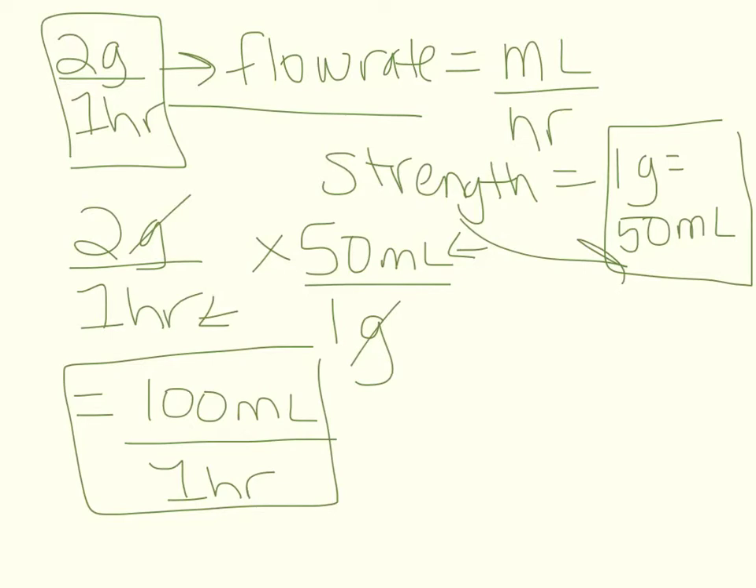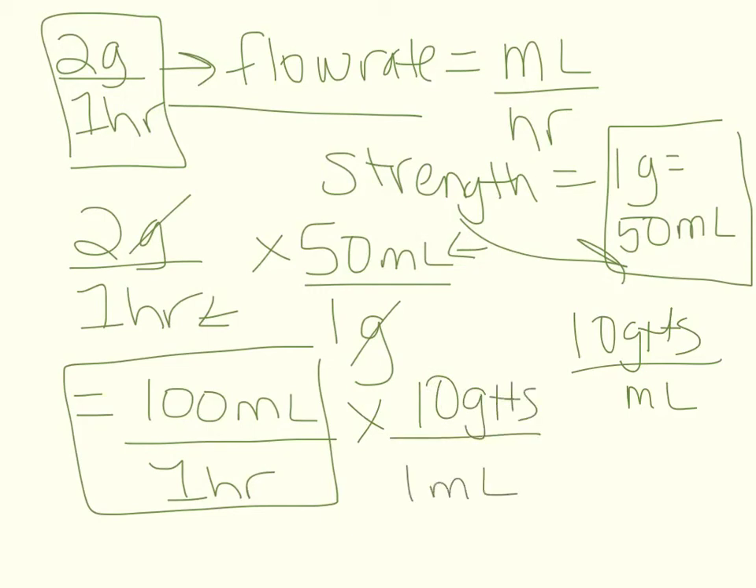Now for part C, it says change the flow rate from milliliters per hour to drops per minute if the drop factor is 10 drops per milliliter. And we have done this again. So we're going to use this unit fraction of the flow rate, but we're going to use the drop factor of 10 drops per milliliter. Now we're interested in changing our flow rate to drops per minute, so we're not interested in milliliters. So we're going to multiply the 100 milliliters per 1 hour by 10 drops over 1 milliliter so that those milliliters cancel out, which will give you 1,000 drops over 1 hour.